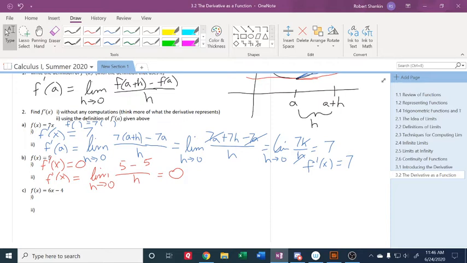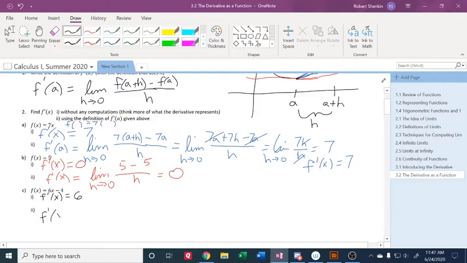Okay, anybody still need more time with C? Alright, then let's look at it. We'd expect the derivative to be the slope, which is 6.